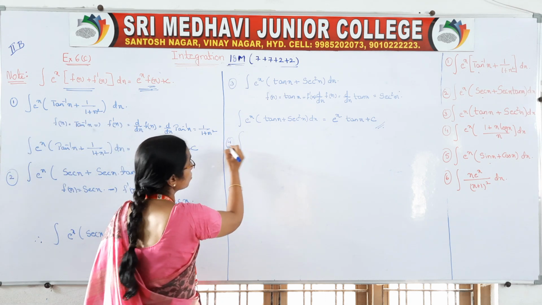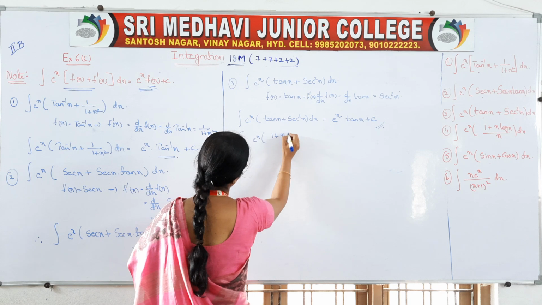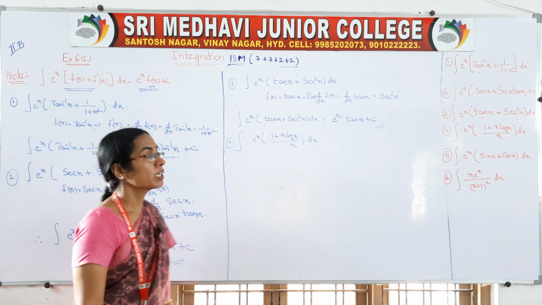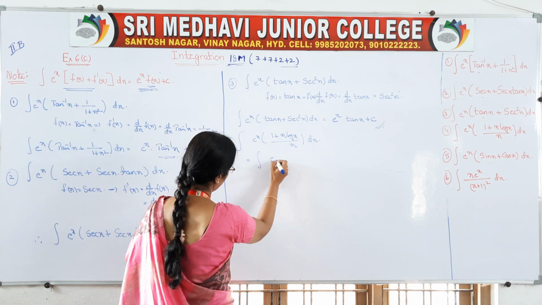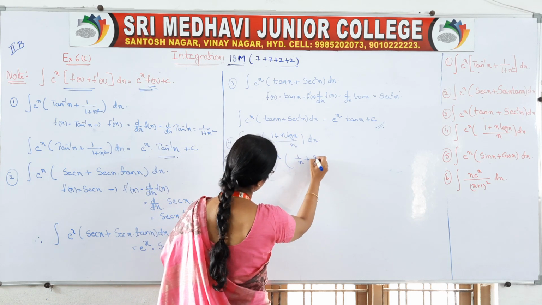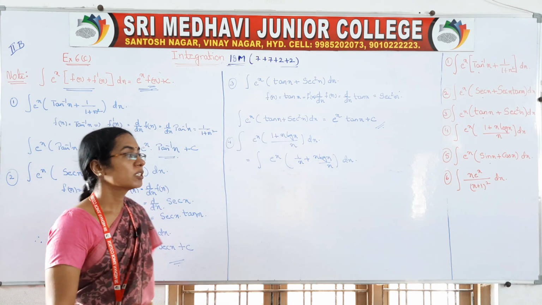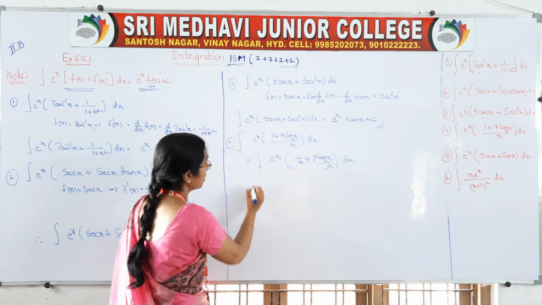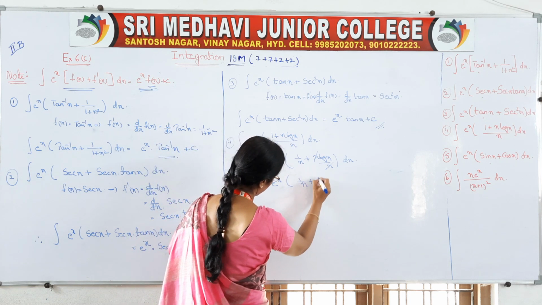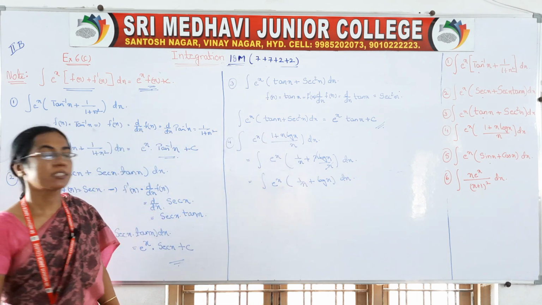What is your fourth question? Integral of e^x (1 + x log x)/x dx. Okay, so it is equal to the integral of e^x, write separately, (1/x + x log x/x) dx. So x gets cancelled: the integral of e^x (1/x + log x) dx. So which value should be taken as f(x) now?